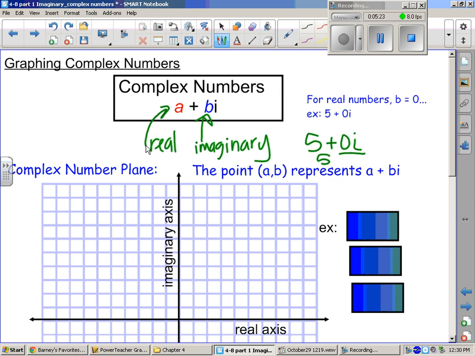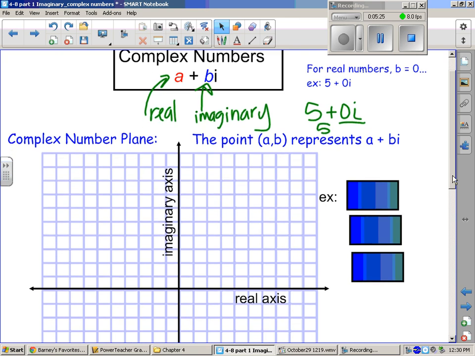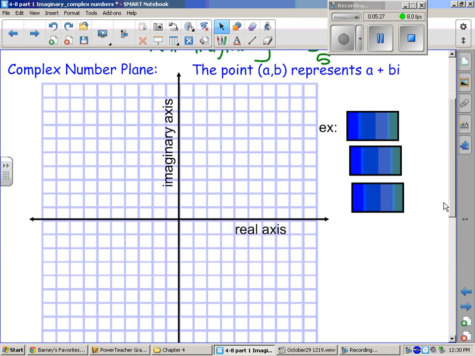The first thing is graphing them. So we have a plane, and it looks very similar to our normal coordinate plane, but it's actually called the complex number plane. What you will notice is that what used to be the x-axis is going to be the real axis, so that represents the real numbers, or the a's, and then your y-axis is your imaginary axis, and this is going to represent the imaginary part, or the b's. So the point (a, b) represents the number a plus bi.